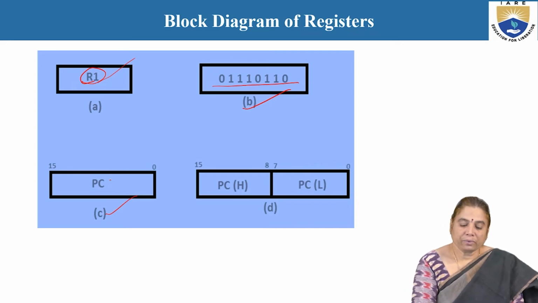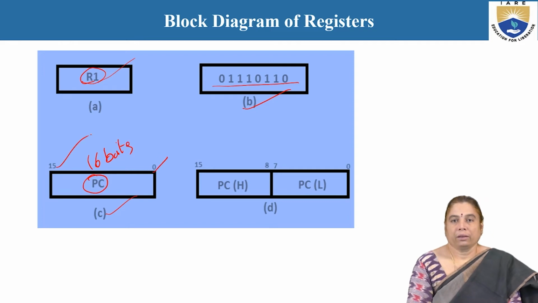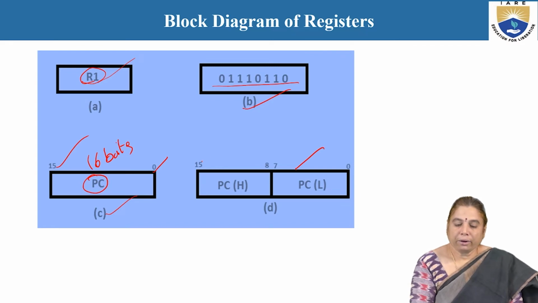So here PC is the register name and it can hold 16 bits, so it can be represented with 0 to 15. So here a computer word is a combination of 2 bytes. So this 16-bit register can be represented with 2 byte notation. So here the PC can be represented with 0 to 7 bits. This is the lower byte of the register and 8 to 15 is the higher byte of the register.